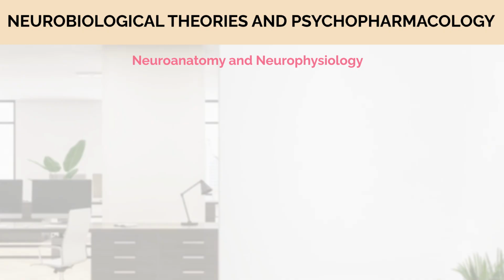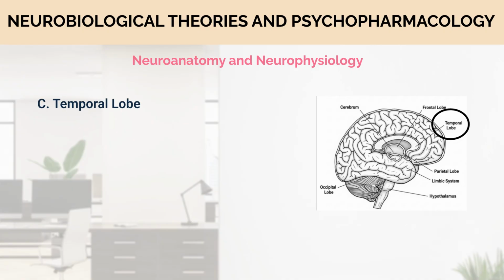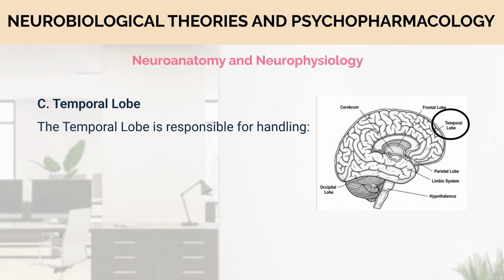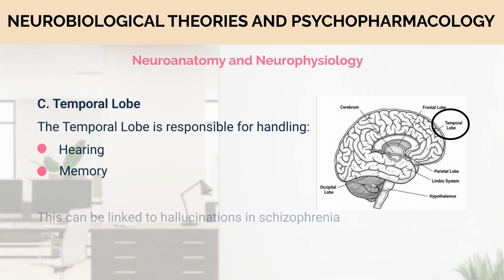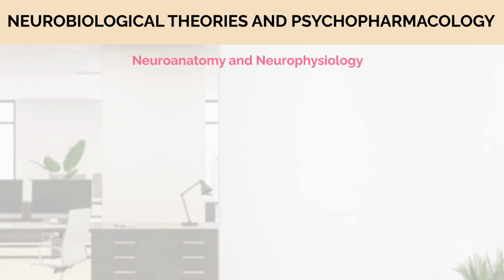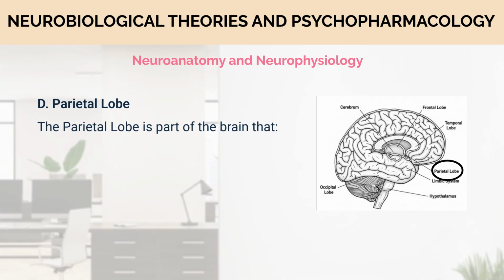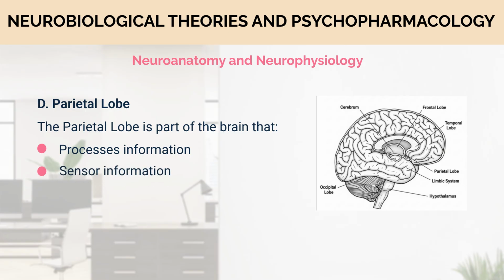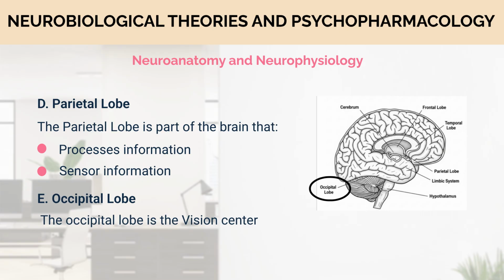We will now shift our attention to the temporal lobe, which is responsible for handling hearing and memory. This can be linked to hallucinations in schizophrenia. Let's now explore the parietal lobe. The parietal lobe is the part of the brain that processes sensory information. Continuing, we will look at the occipital lobe. The occipital lobe is the vision center.